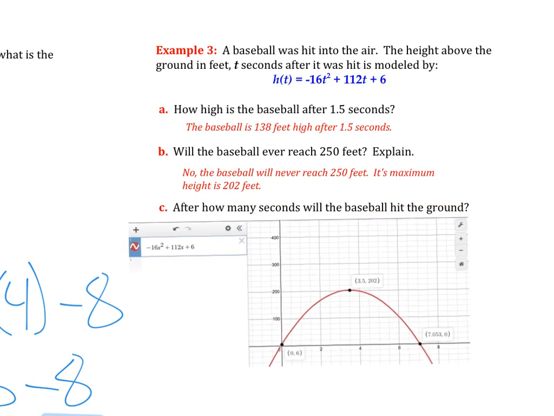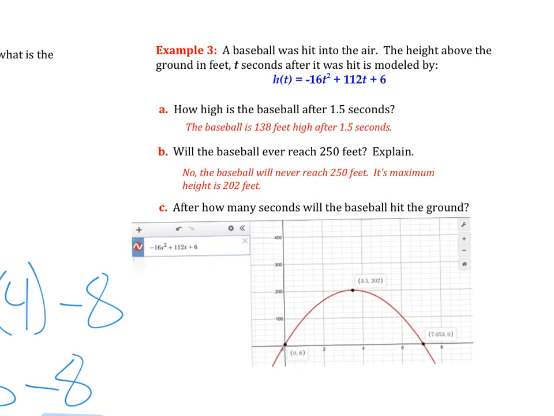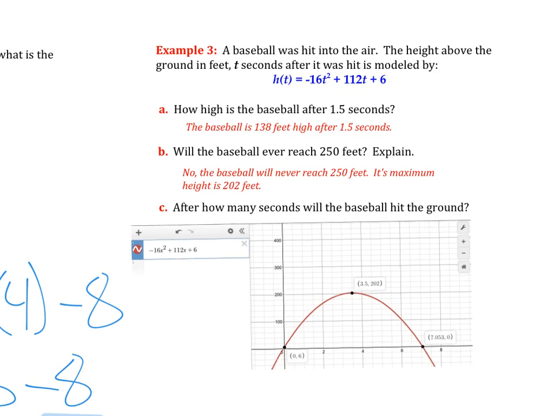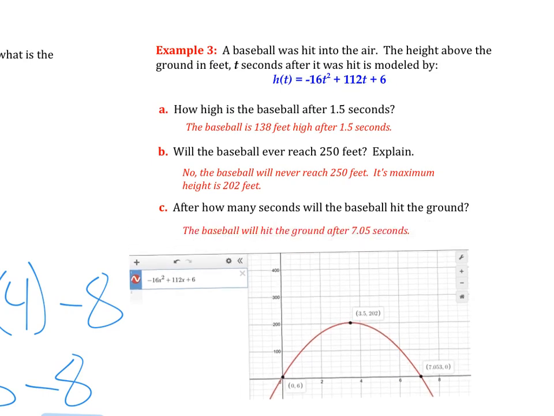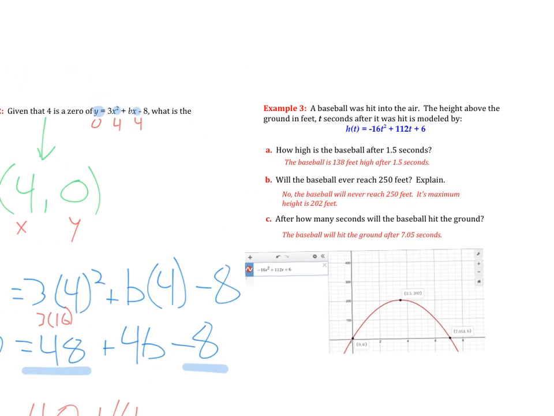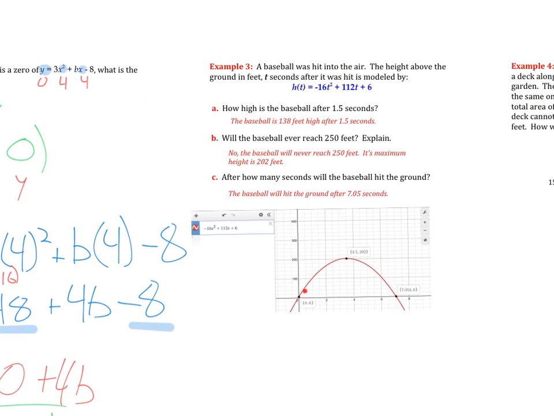Next up, after how many seconds will the baseball hit the ground? Well, that's this point right over here. And we already have that answer. 7.05 seconds, rounding. So that thing has some decent hang time. All right. And by the way, all of these points, if you were to graph this on Desmos, if you click the graph, it'll pop these little dots on there for you. You just have to click it, and it'll tell you the answer.